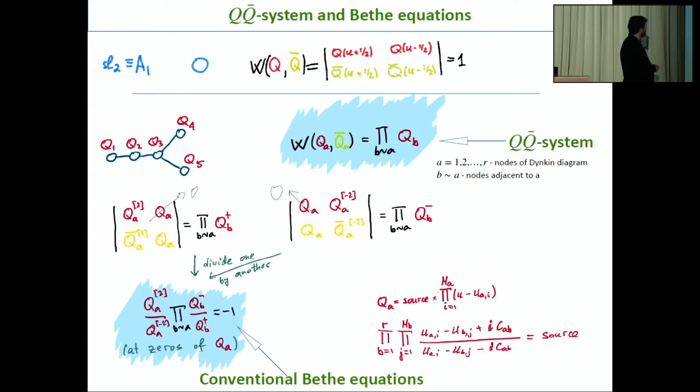And then you actually consider it at the zeros of the red Q function. It becomes zero. And then the determinant becomes the product of the diagonal. And then when you divide, this yellow function disappears. So you get this ratio. And this is a Bethe equation. This is how a QQ-bar system is related to the Bethe equation.